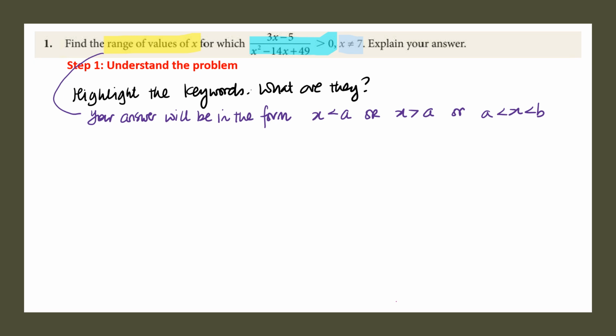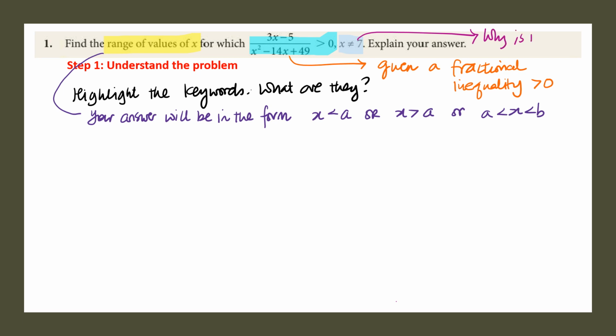Let's go back to the range of values of x. You will rationalize that your answer will be in the form x less than a, or x more than a, or it could be x more than a or less than b, where both a and b are real numbers. And what you're given is actually a fractional inequality. You also have to keep this question in mind: why is x not equal to 7? If you can answer all these questions, then you are on the right track to solving it.